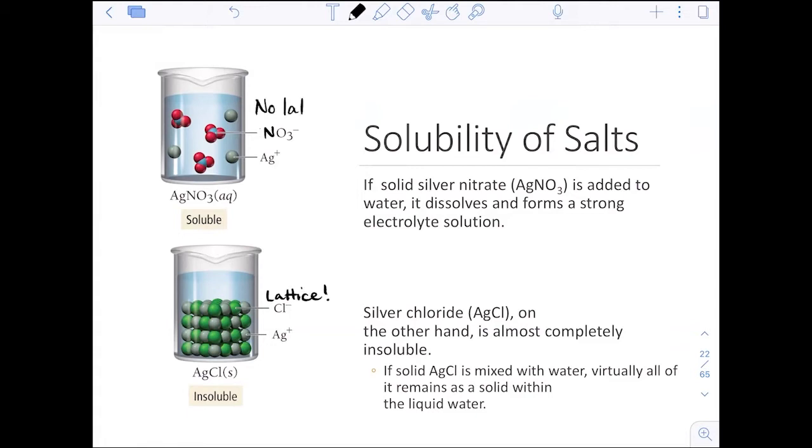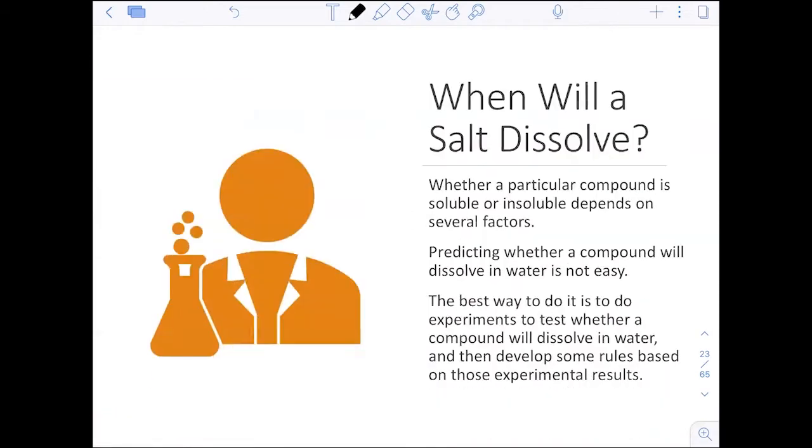No lattice at the top, lattice on the bottom. So what's the big deal? How will we know? Well, that's a great question. Can we predict when a salt will dissolve? Well, there's a couple of factors that we have to take into consideration. Charge, size. The best way to do it is with experiments to test whether a compound will dissolve or not.